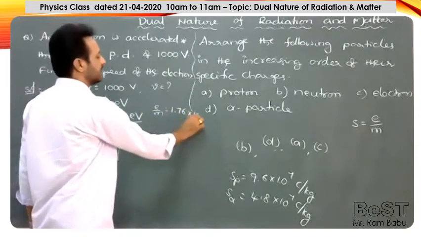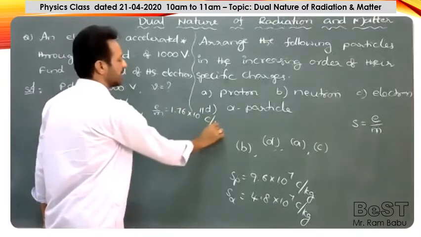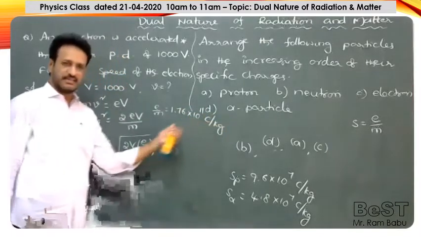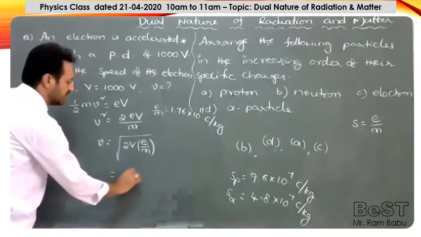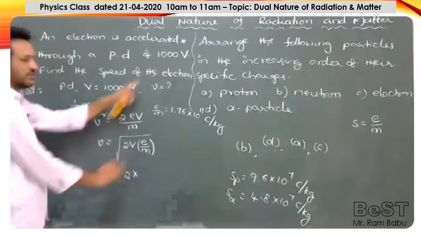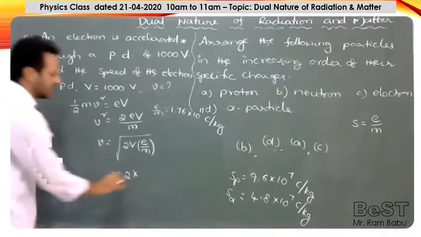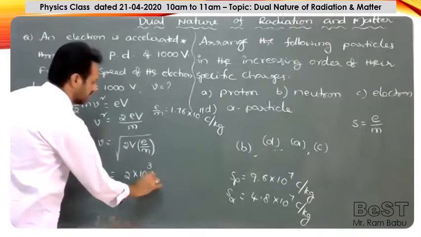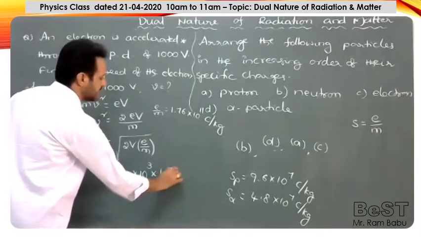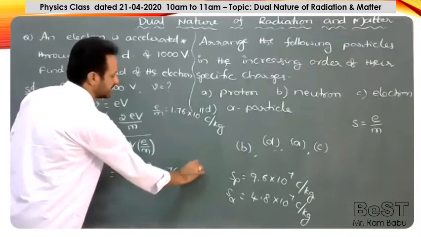1.76 into 10 to the power of 11 coulomb per kilogram. That's already given. Now we have to substitute these values. So v is equal to square root of 2 into V, here 1000 volt, capital V is given. And 1000 I am writing as 10 cube, into E by m, which is equal to 1.76 into 10 to the power of 11.